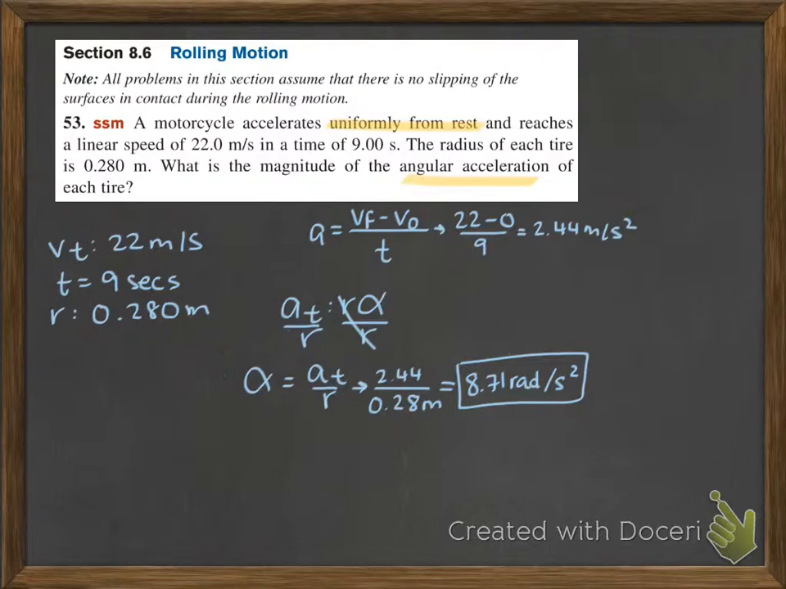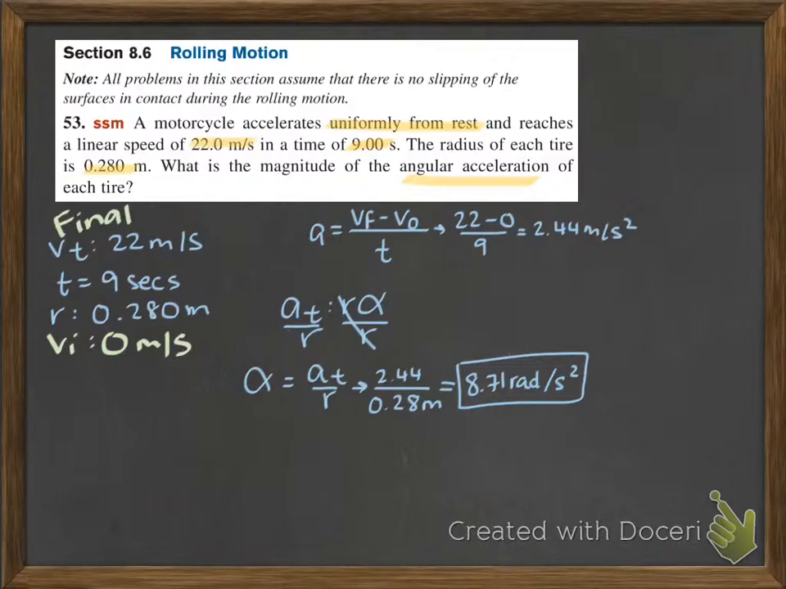Now let's look at question 53. A motorcycle accelerates uniformly from rest and reaches a linear speed of 22 meters per second in a time of 9 seconds. The radius of each tire is 0.28 meters. What is the magnitude of the angular acceleration of each tire? So we already know our tangential velocity, which is the linear speed of 22 meters per second. We know our time, which is 9 seconds, and our radius, which is 0.280 meters. And we know that our tangential velocity is also our final because our initial is 0, since it started from rest.